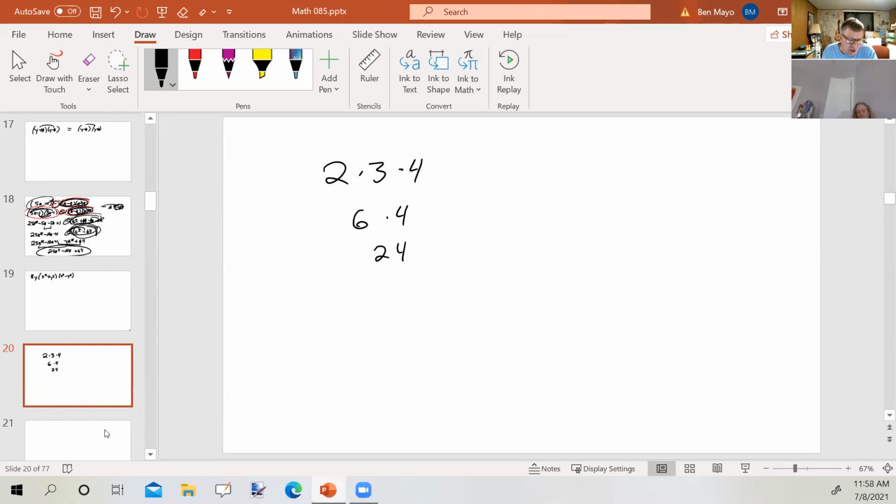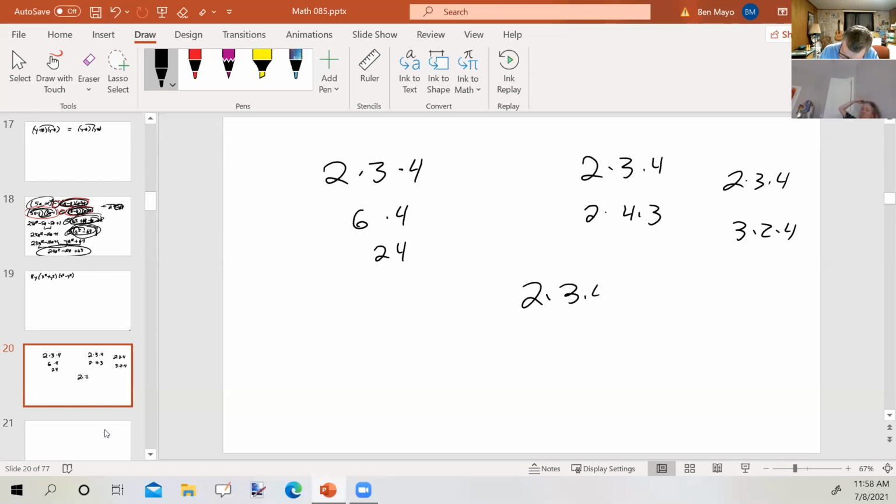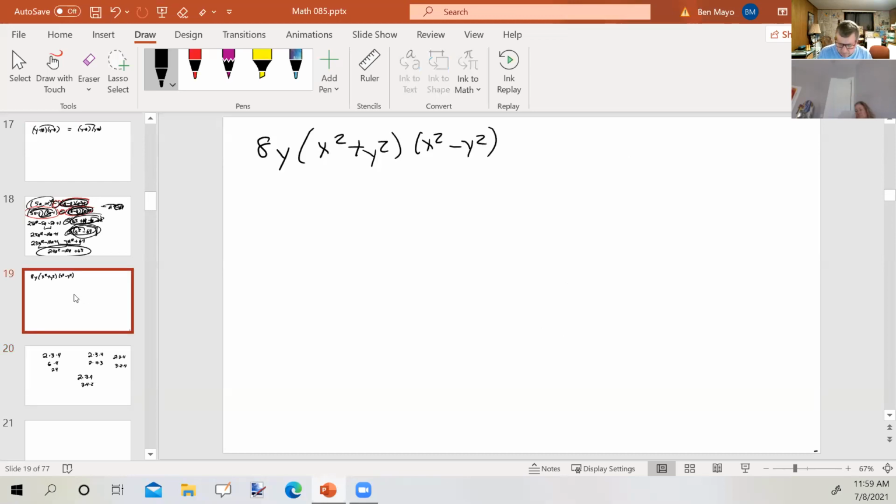But multiplication is commutative. So I could take 2 times 3 times 4 and write it as 2 times 4 times 3. Or I could take 2 times 3 times 4 and write it as 3 times 2 times 4. Or I could take this and I could write it like this. In other words, if I've got a string of factors being multiplied together, I can rearrange those factors, as long as they're all factors, in any order I want. Okay, why does that matter? Well, let's go back to this problem.